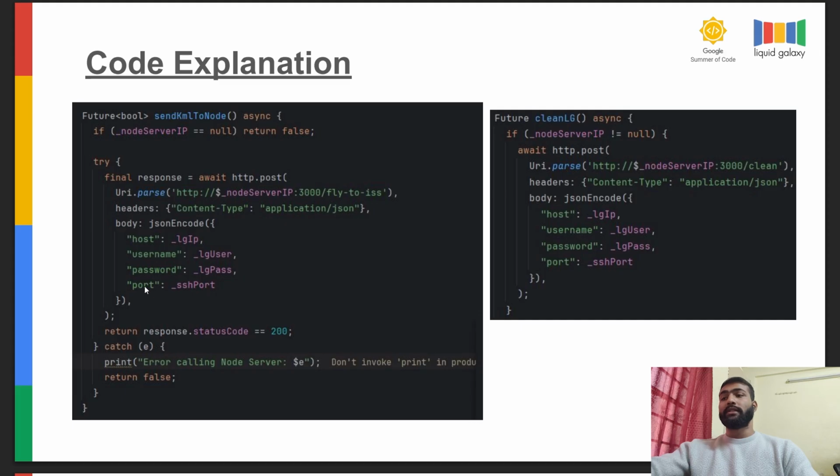So it will get connected to the SSH. We will see later on. Then if the response returned is 200, which is successful, we will get out of this block. And if it is not successful, we will print error calling node server.